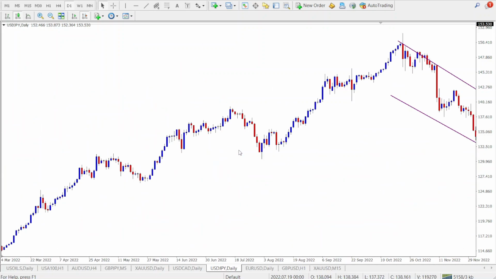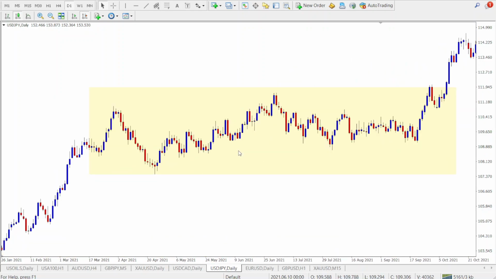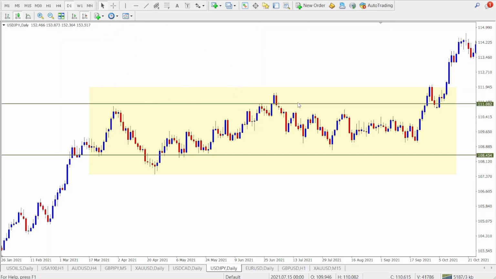Then in a sideways market, or a consolidation market, price moves within a defined range, bouncing between support and resistance levels. Now that we know how to identify trends, the next step is marking key levels to find the best trading opportunities. For the first strategy, we're going to be looking at how to trade with support and resistance.